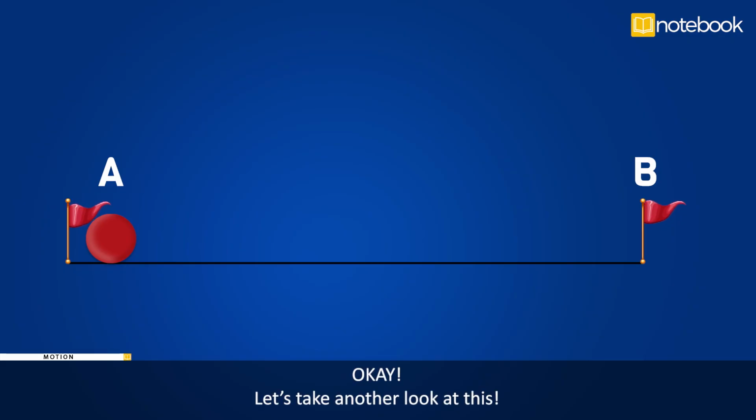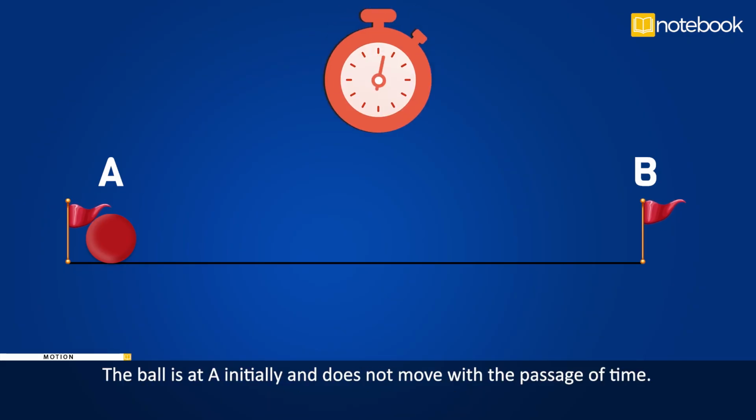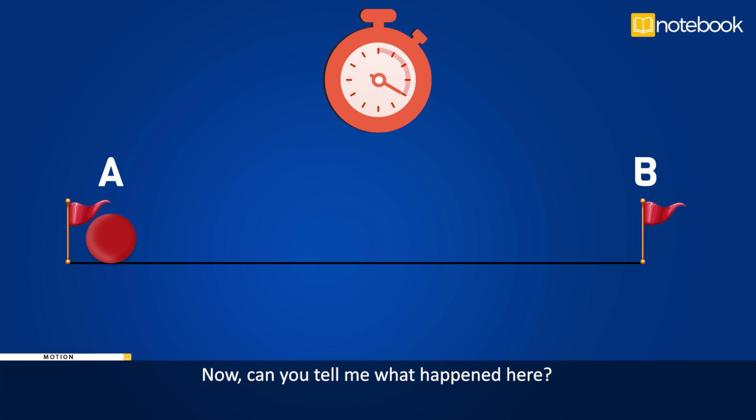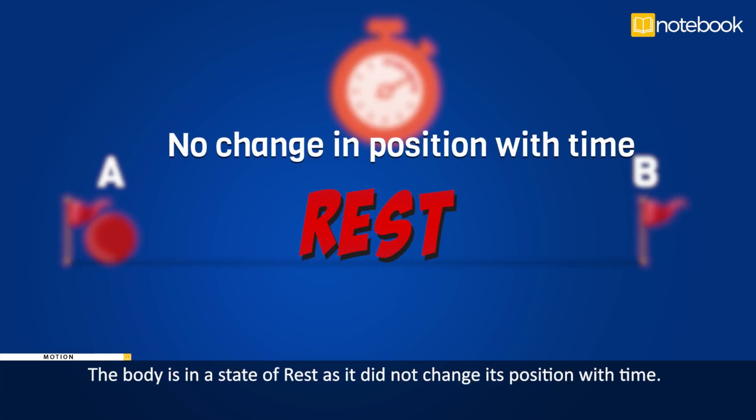Okay, let's take another look at this. The ball is at A initially and does not move with the passage of time. Now, can you tell me what happened here? The body is in a state of rest as it did not change its position with time.